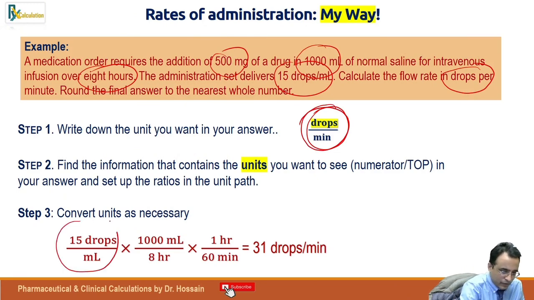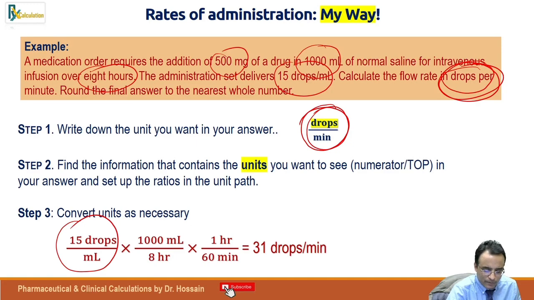Set up the first ratio. This is most important. Again, set up the first ratio. So we have drops on the top. Now look for the given information in the question that includes drops. Here, 15 drops per milliliter. If you do not find it, then you may need to use a conversion factor. So in this case, I choose 15 drops per milliliter because we want drops on the top in our answer and we do not want to cancel it out.